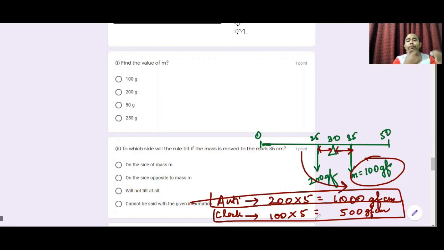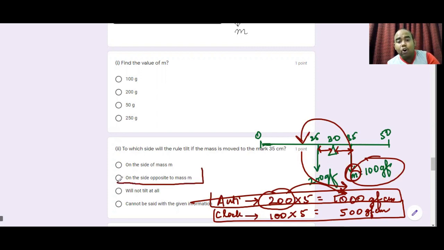This 200 gram force will dominate over the 100 gram force because you can see the anti-clockwise moment is more, 1000 gram force centimeter. So it will tilt on the side opposite to where m is. m is not on the side where it tilted, it tilted on the opposite side of m. So the answer will be: it will tilt on the side opposite to mass m. Isn't this question very interesting? And it is very conceptual. Okay, so let us move to the next question now.